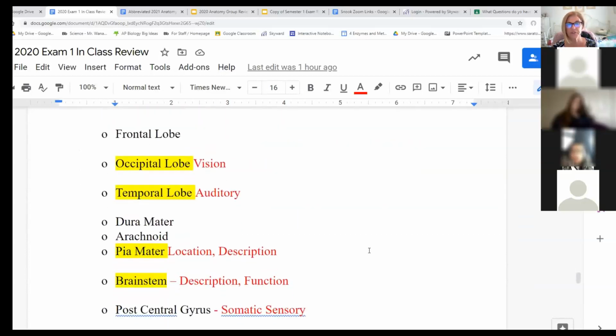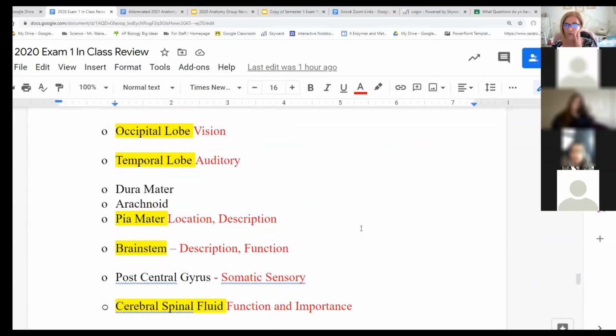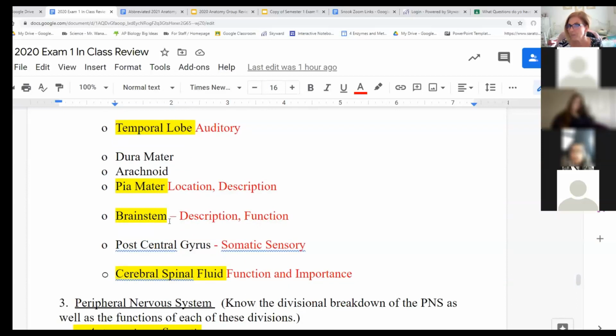Skipping down, occipital lobe with vision, temporal with hearing. You did the 3 layers of the meninges. The only one you need for the test is the pia. It's the innermost layer, the delicate meninge. The brainstem connects the brain and the spinal cord.